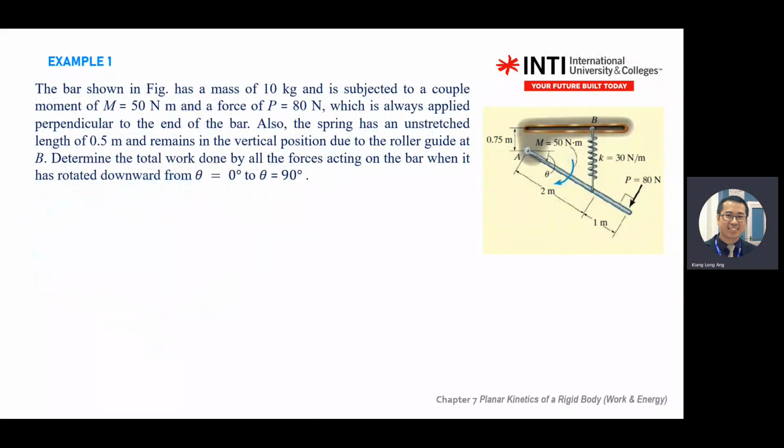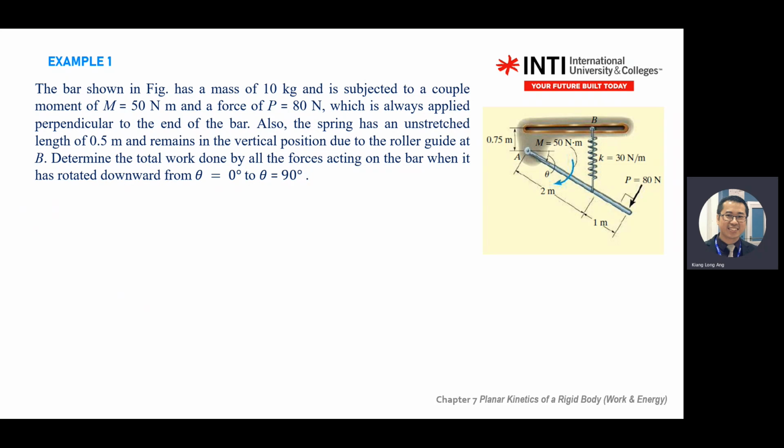Okay, we do one example, then we call it a day, right? All right, now example 1. You start to see spring already. Spring, rod, P, moment. Everything comes out already. Pin. So the bar shown in the figure has mass 10 kilogram. This one, 10 kilogram. Subject to a coupled moment M. Force P, which is always applied perpendicular to the end of the bar. P always perpendicular to the bar.